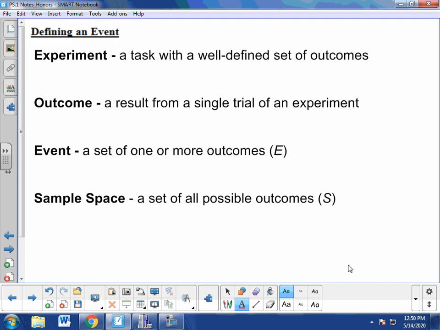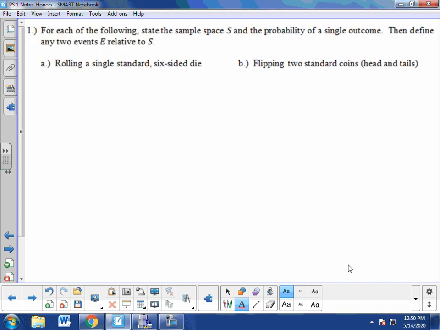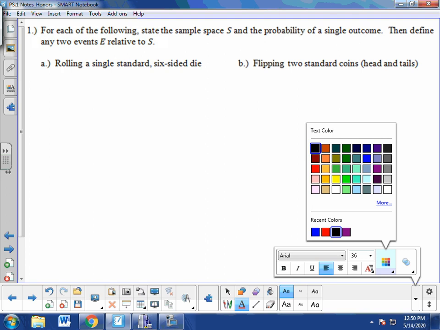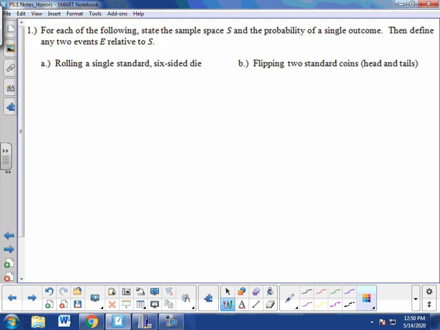So let's take a look at some examples dealing with an experiment where there are outcomes that we can break down into events and samples in the sample space. Problem number one says, for each of the following, state the sample space and the probability of a single outcome. Then define any two events, E, relative to S. So problem one, example A, says that we are rolling a single standard six-sided die. If you've seen a die before, it has six sides, and they are numbered by the dots on the sides, 1 through 6.